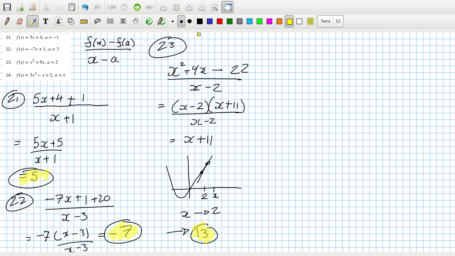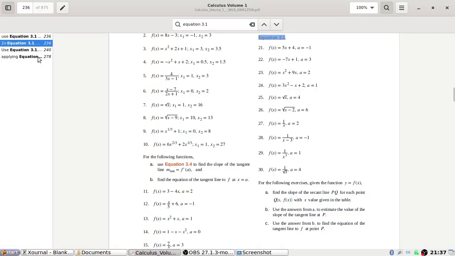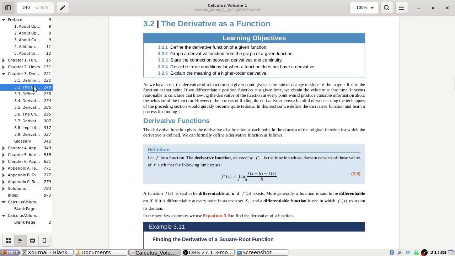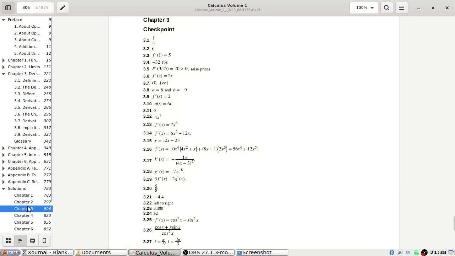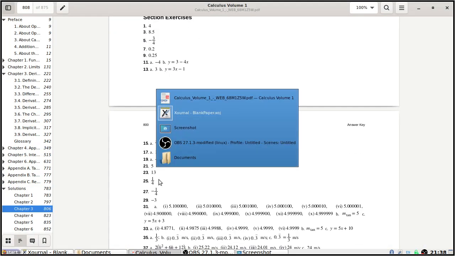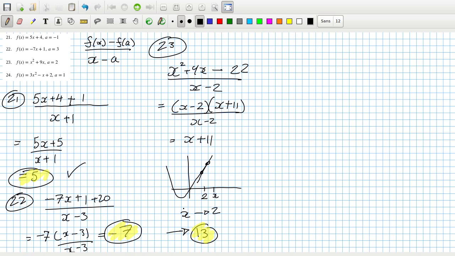So let's see how we're doing so far with the answers. Let's check the answers at the back. 21, 5, 13. Yeah, okay. We're getting there. It's not the way I would have preferred to have done it, but it's working.